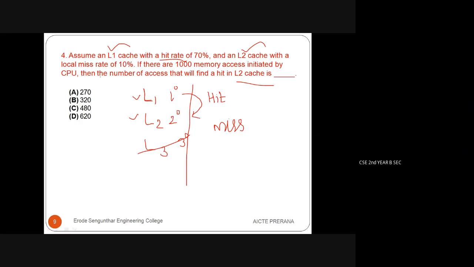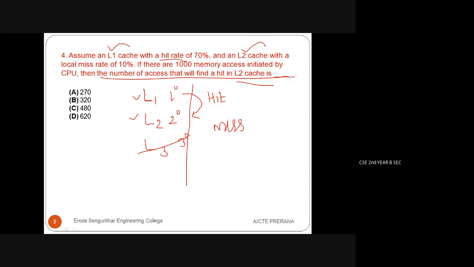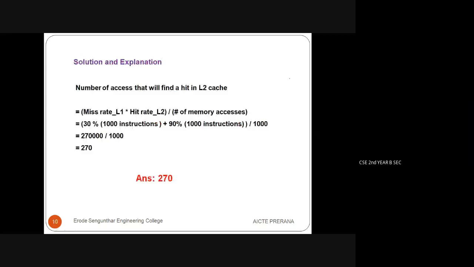So the question they have asked is here: the number of accesses that will find a hit in the L2 cache. So we have to find that out. They have given the options as 270, 320, 480 and 620. So here is the explanation and the solution for this question.